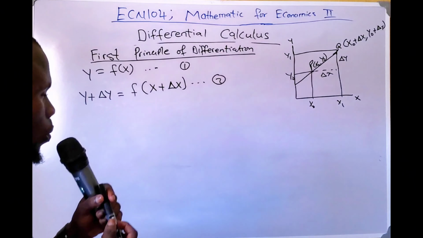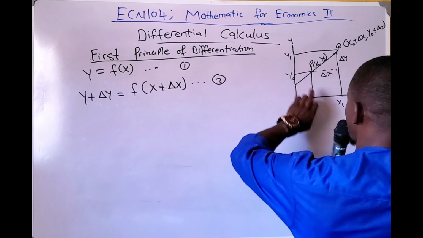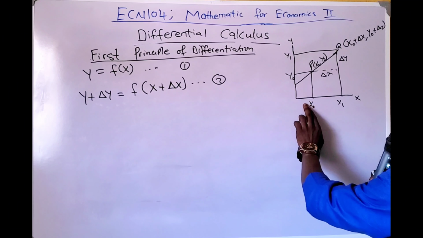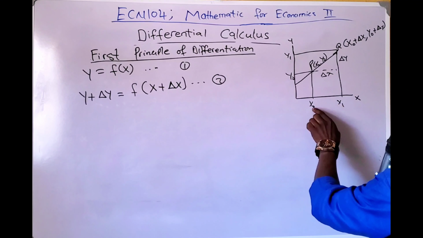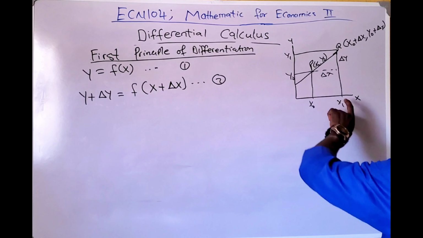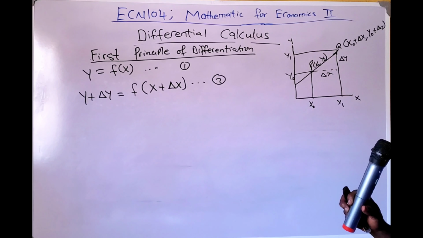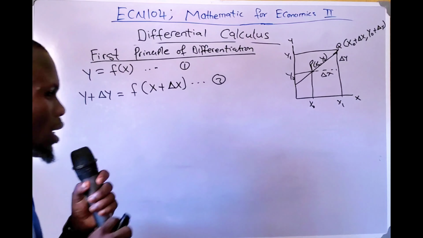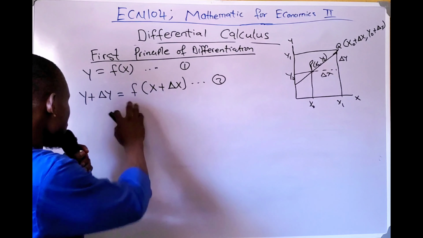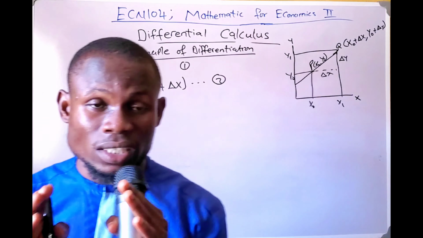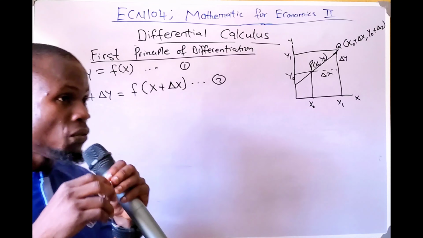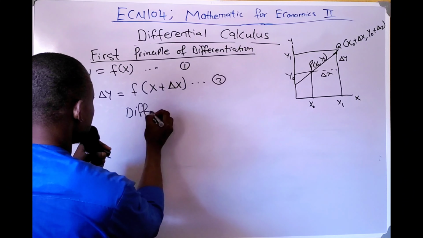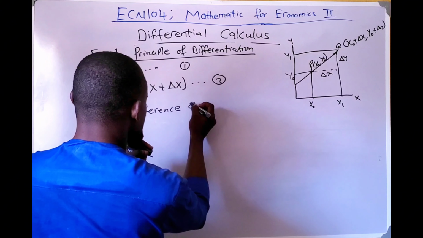Now, what am I saying here? Here, x determines y. But at this point, x plus change in x determines this new position. That's exactly what is stated here. But as we have already understood, the first thing we are looking for when we are differentiating, when finding the derivative, is the difference quotient.